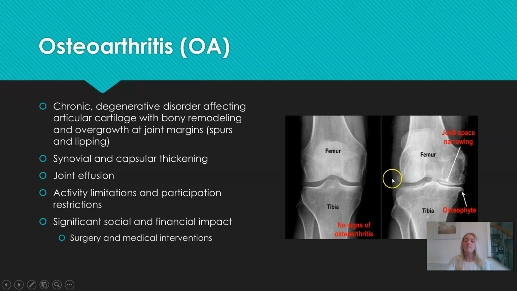So if you look at this picture over here, you can see on this first knee that nice clear joint space between the two bones. And then when you look over at this one, you see a much more narrow space between the two bones. You can also see this osteophyte developing off to the side here. So really, this is like wearing down to almost bone on bone right here.